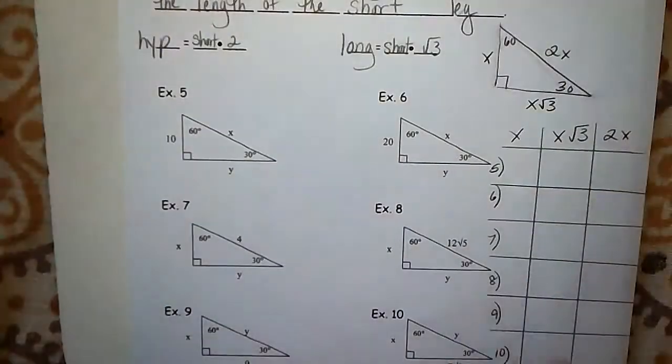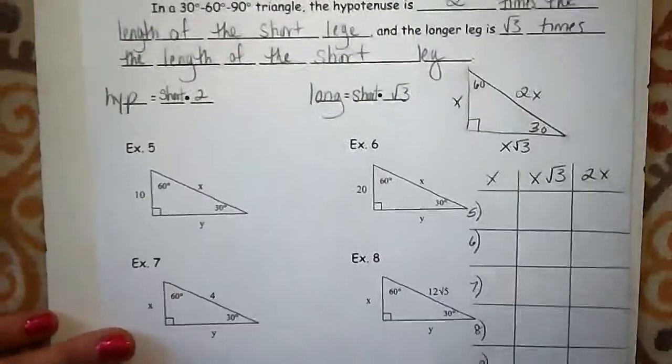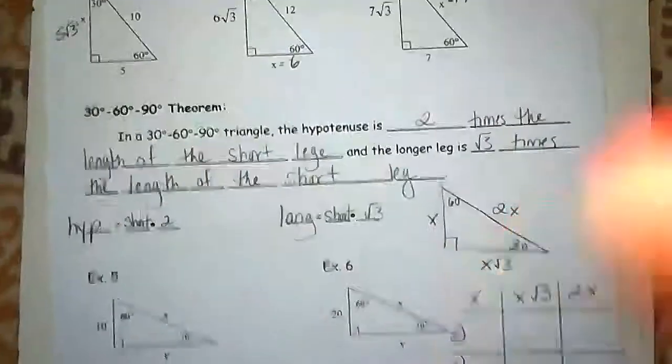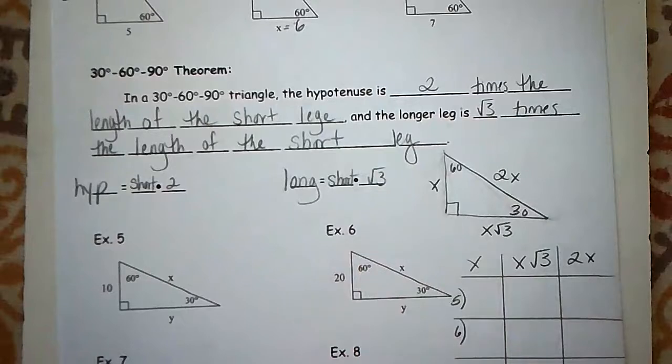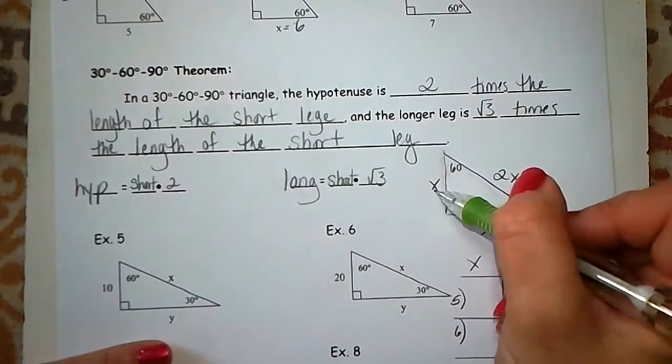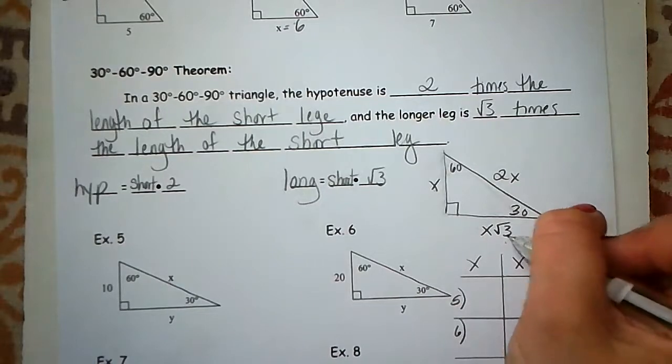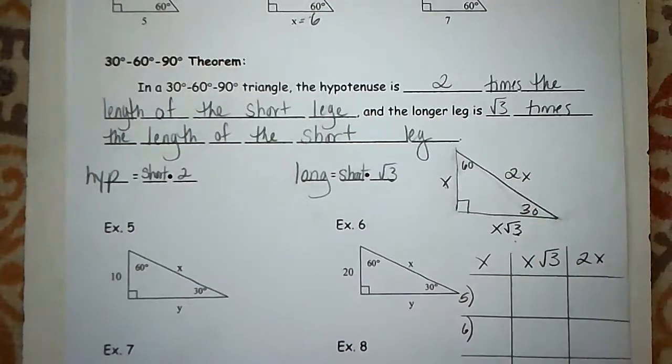Let's go to the 30, 60, 90s, okay? Again, you had these rules yesterday. Hypotenuse is equal to the short leg times 2, and the long leg is equal to the short leg times root 3. So I use this little picture here where x is the short leg, x root 3 is the long leg, and 2x is the hypotenuse.